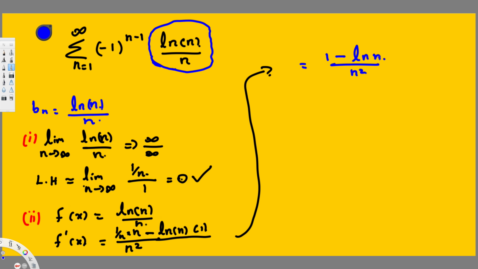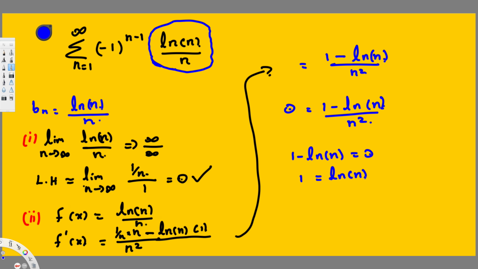Now to find the critical points, we equate this to 0. So 0 is equal to 1 minus ln n over n squared. If you multiply n squared by 0, that's going to be 0. So we can just say 1 minus ln n is equal to 0. From this we can say 1 is equal to ln n. Therefore n is equal to e, right? So e is the critical point.